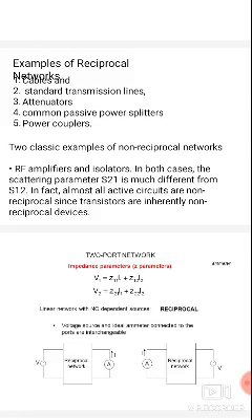power couplers. Two classic examples of non-reciprocal networks are RF amplifiers and isolators. In both cases, the scattering parameter S21 is different from S12. S12 equal to S21 means reciprocal. S12 not equal to S21 means non-reciprocal. In fact, all active circuits and transistors are non-reciprocal devices, so S12 is not equal to S21. It is a non-reciprocal device. The circuit design consists of transistors and generators in between.